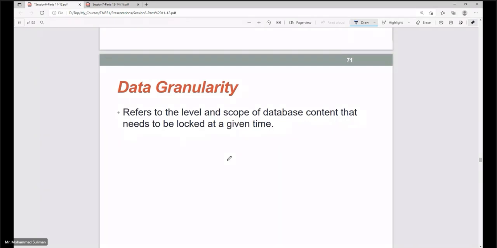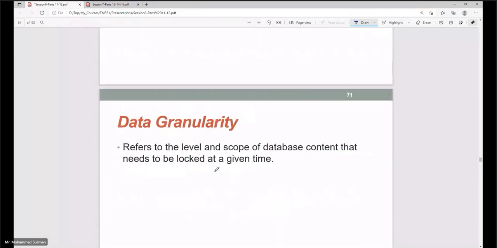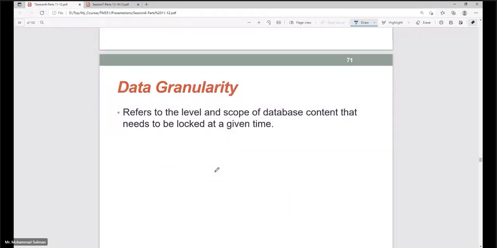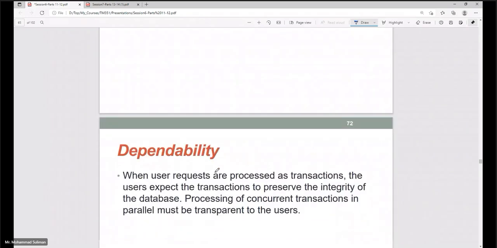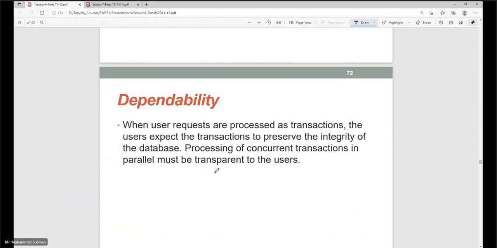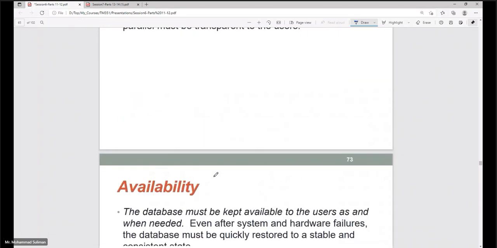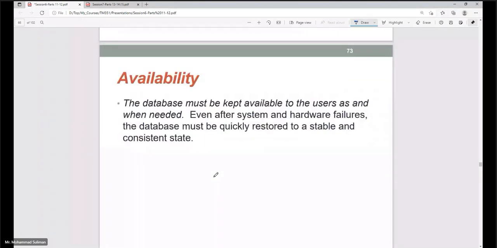There is also data granularity. It should be checked what level and scope of database content need to be locked at a given time, so that you can provide consistency. Also, dependability of the transactions and the data. Processing the concurrent transactions in parallel must be transparent to the users. Availability: data must be kept available for all the users when it is needed. Failure of which means the database is not available.